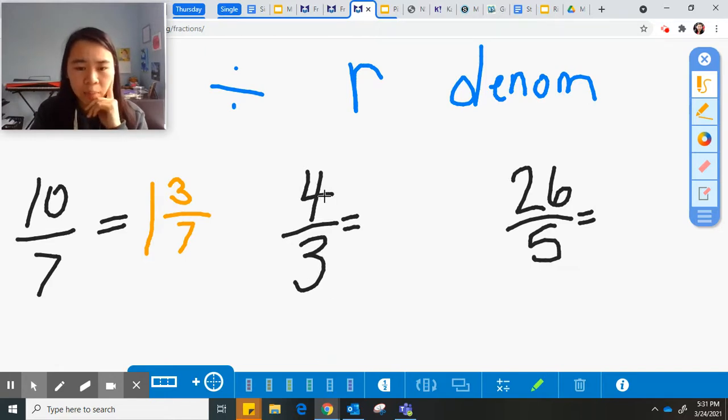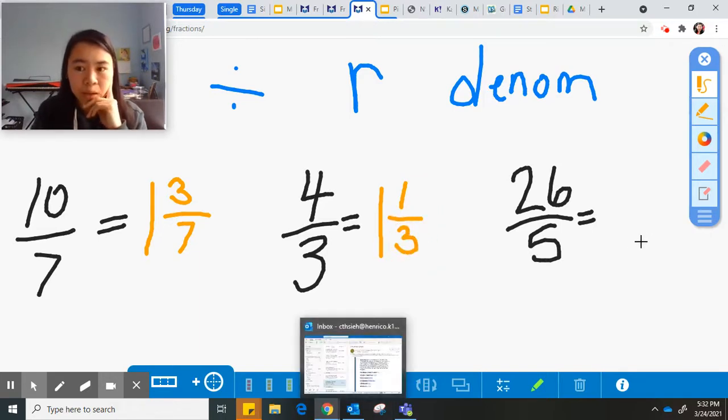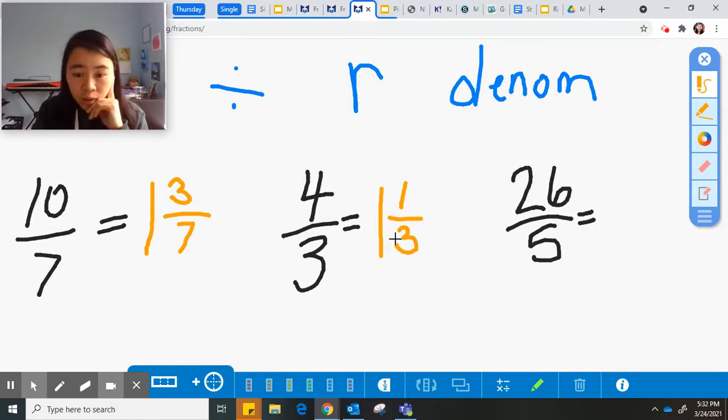All right, this next one, 4 over 3. How many groups of 3 can I pull out of a 4? Okay, I can pull 1 full group of 3. 3 times 1 is 3, but I need 4, so my remainder is going to be 1. I need 1 more. My denominator is going to stay the same. Again, if you want to go back and check, do the around the world. 1 times 3 is 3, plus 1 is 4 over 3.